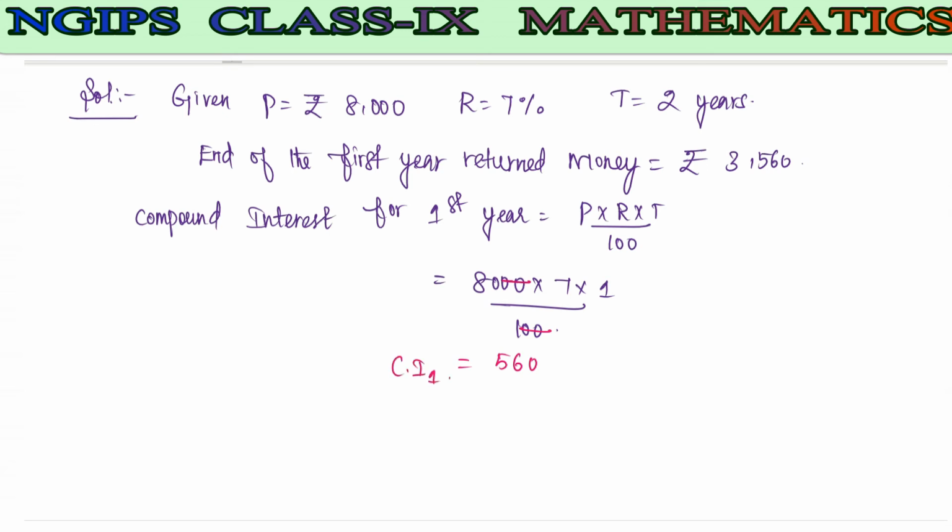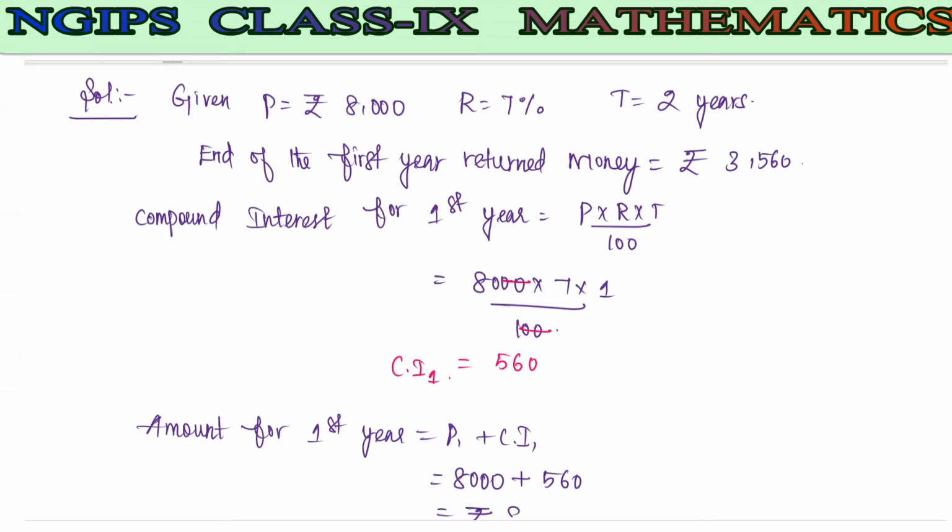Now we need to calculate the amount. So here amount for first year is equal to first year principal plus first year compound interest. So first year principal we have here 8,000 plus compound interest, it is 560. So we are going to get here 8,560 rupees.